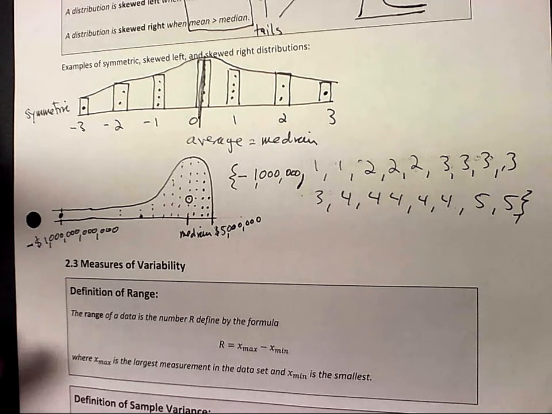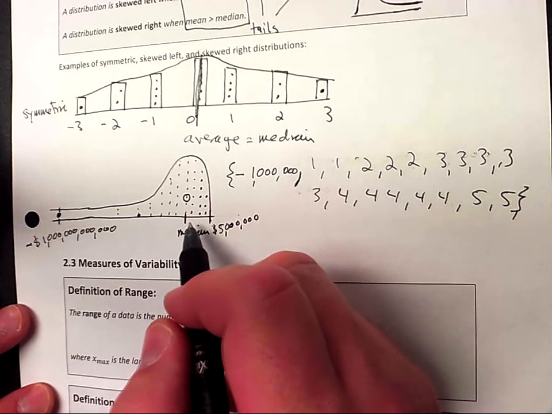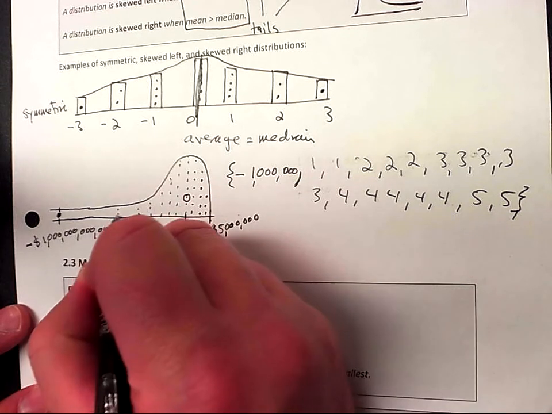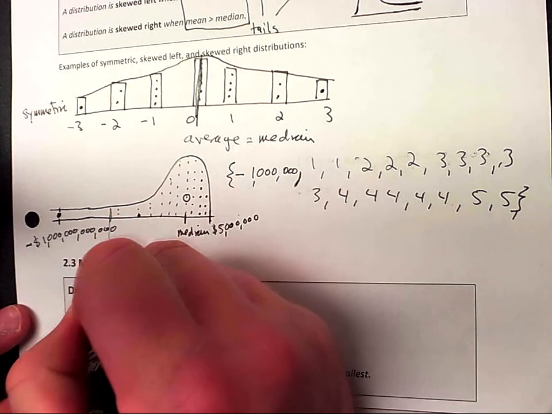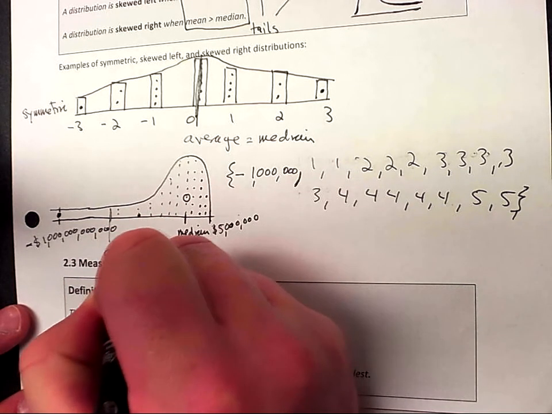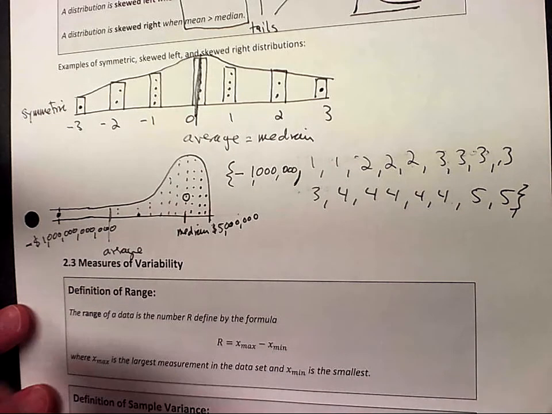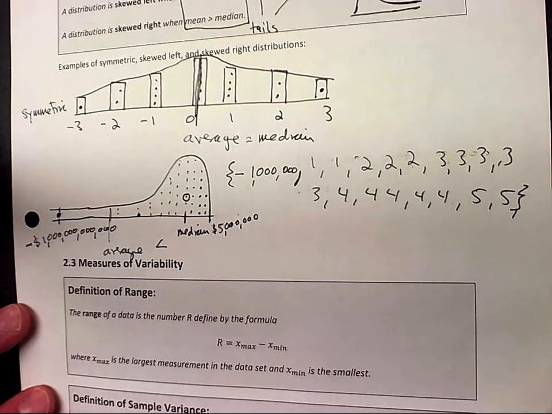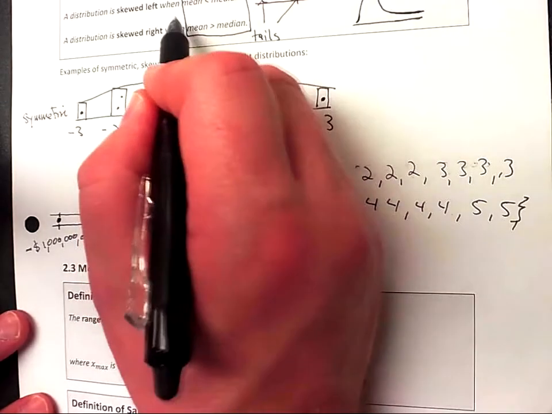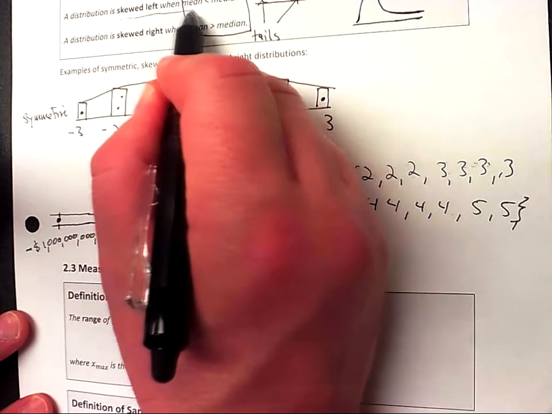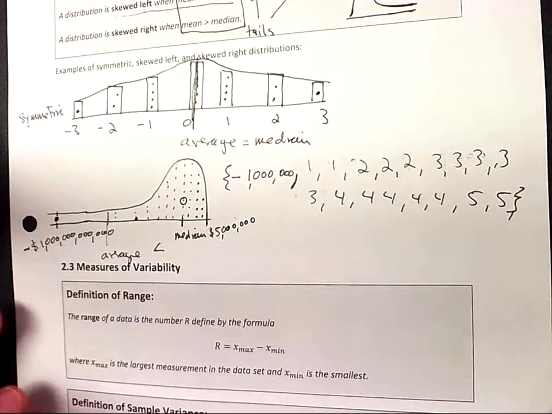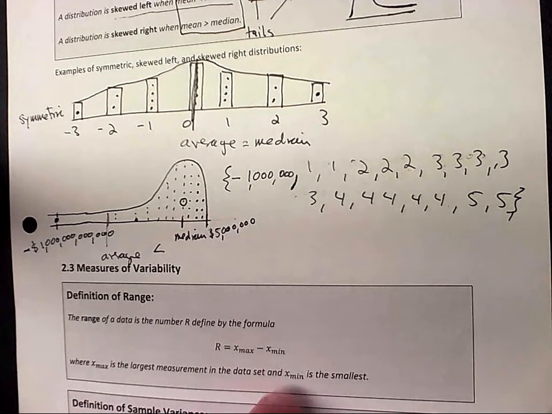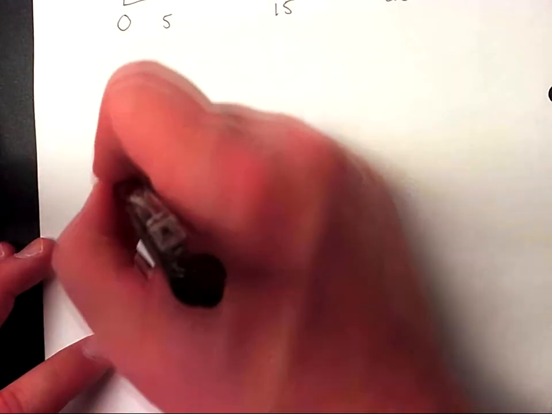So therefore, the average is definitely going to be less than the median. The average might be somewhere way over here. So this might be the average. Is everybody good then that on a left skewed distribution, the average is going to be less than the median? Does that make sense? That's why we have here a skewed left, where the mean is less than the median.